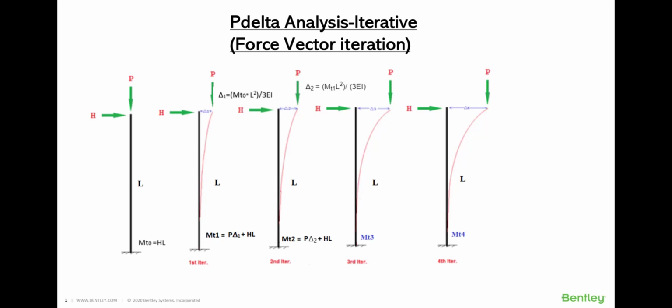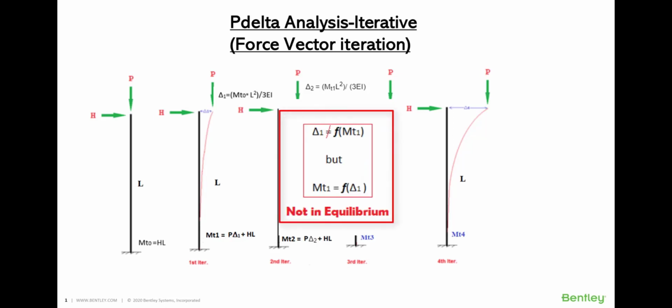So my total moment is modified to P times delta 1 plus H times L. Let's call it MT1. Now, if you reversely compute the displacement from the modified moment MT1, then the displacement now is delta 2, which is dependent on the modified moment MT1. Now, interestingly, this displacement is not the same as delta 1, which we had used to compute the modified moment MT1. That means my equilibrium condition has not been reached.